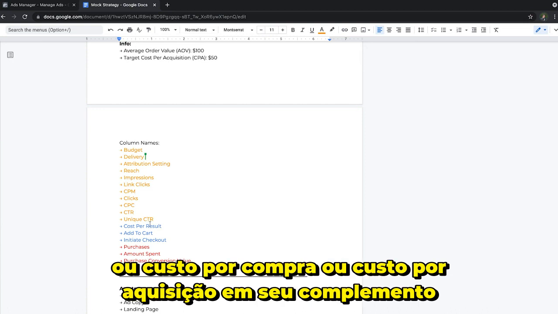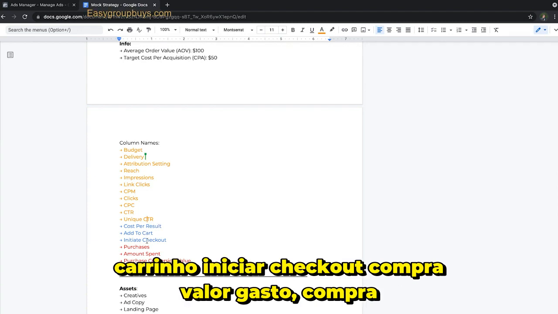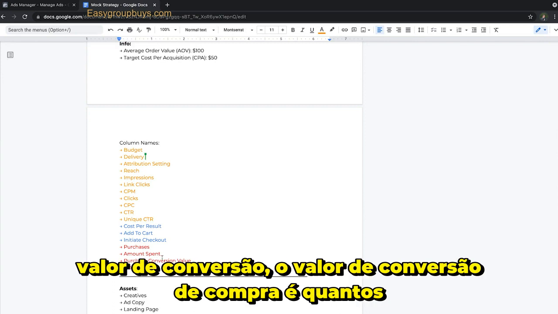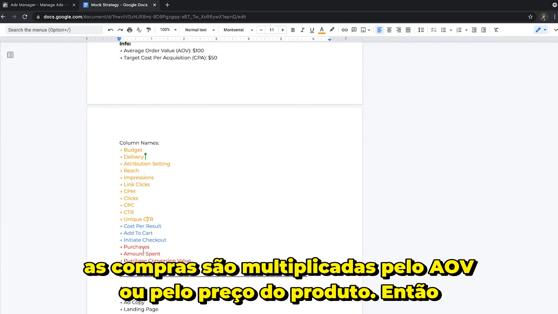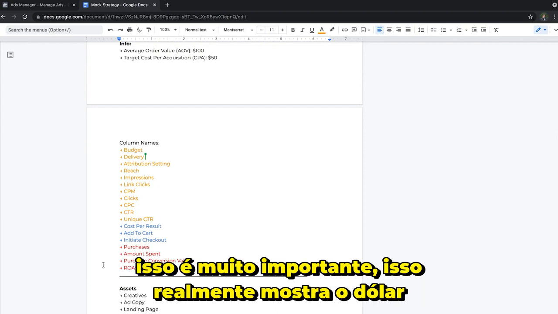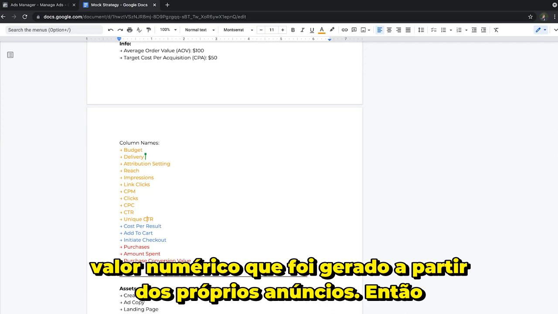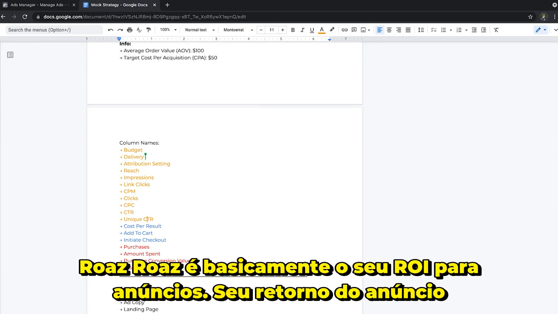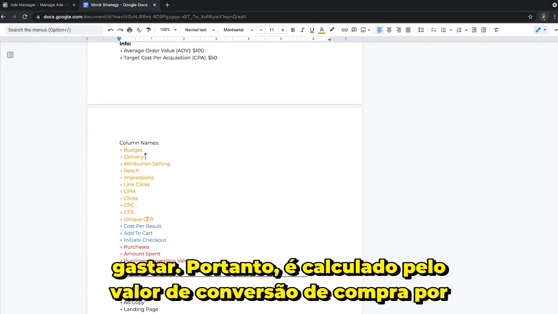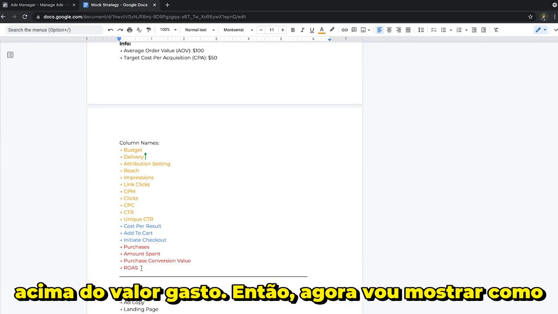Next is cost per result, or cost per purchase, or cost per acquisition, your add to cart, initiate checkout, purchase, amount spent, purchase conversion value. Purchase conversion value is how many purchases there are times the AOV or the product price. So this is very important. This actually showcases the dollar figure amount that was generated from ads itself. Then ROAS is basically your ROI for ads, your return on ad spend. So it's calculated by purchase conversion value divided by amount spent.